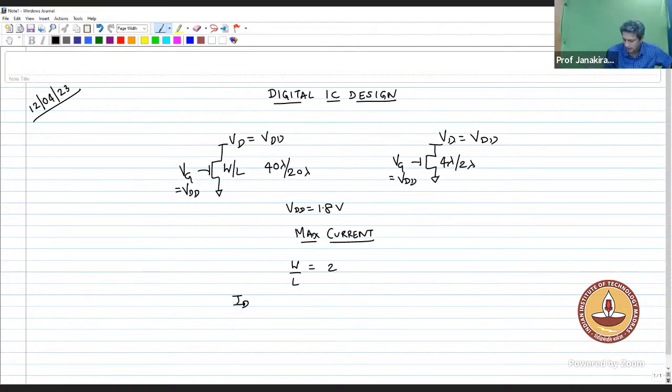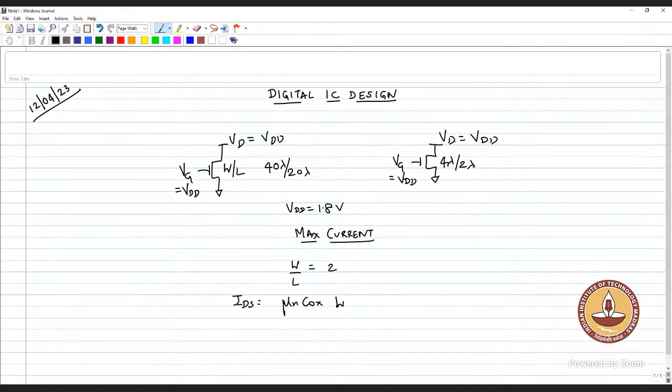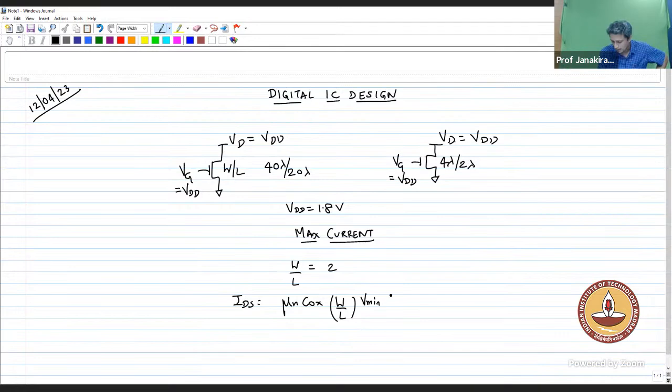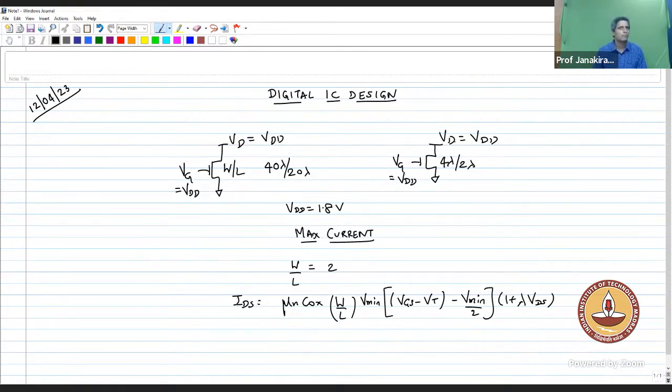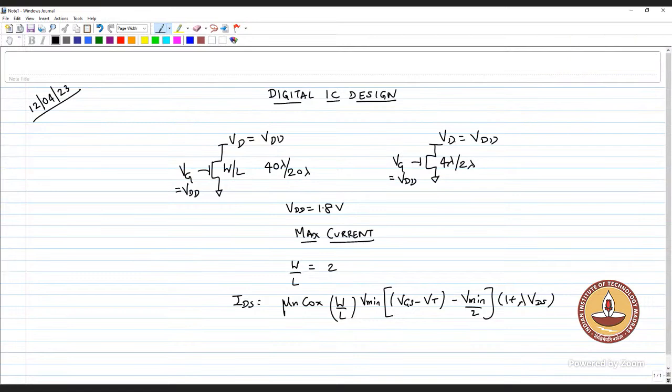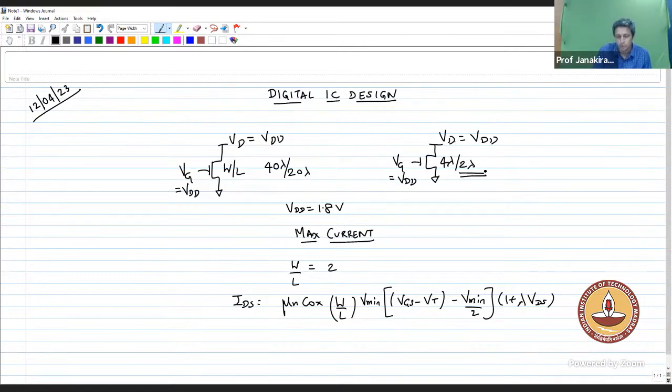IDS is mu, both would be same, sir. Yes, your argument is both would be the same: mu Cox W by L into (VGS minus VT) VDS minus VDS squared by 2, into (1 plus lambda VDS). This is your level 1 SPICE equation, right? If W by L is 2 in both cases, you would expect both currents to be the same. But you see that this is 2 lambda, right?